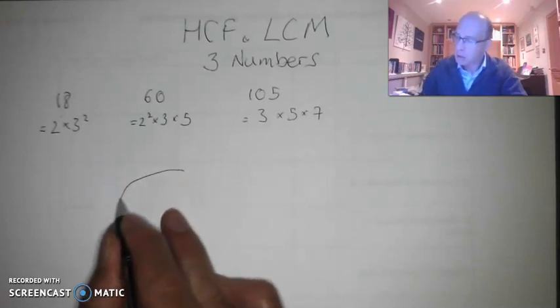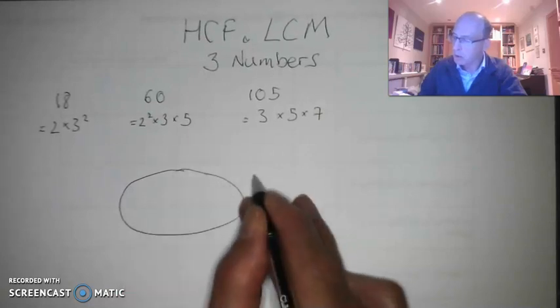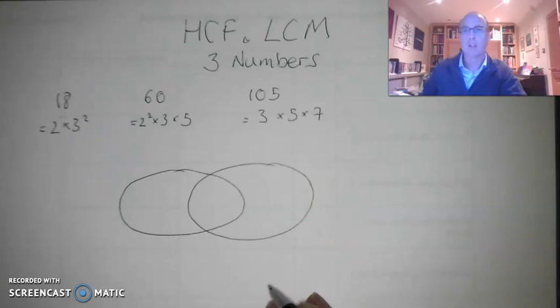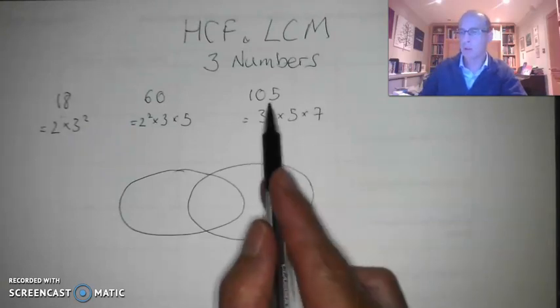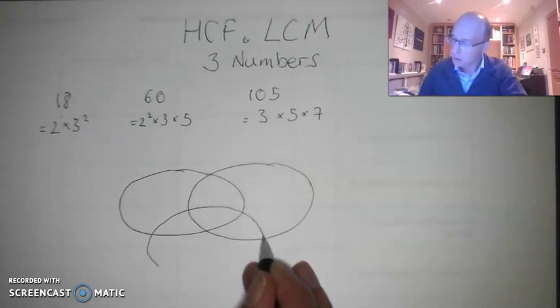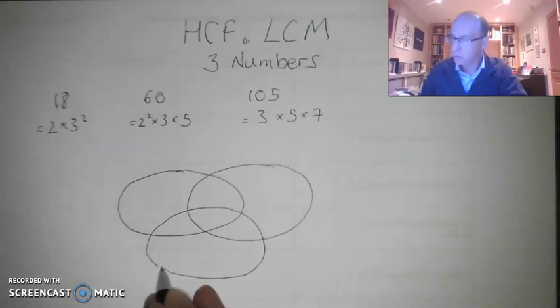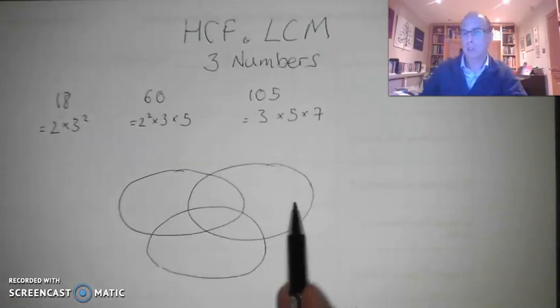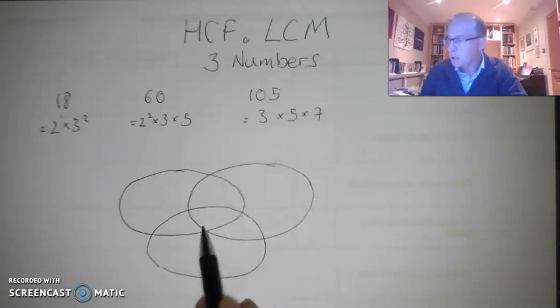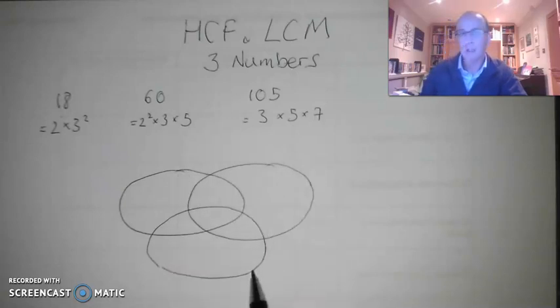I'm going to start by drawing my overlap between two of my circles. I'm going to need a third circle for my third number, so I'm going to draw that so that I've got an overlap with all three circles. This piece here in the middle is going to be contained within all three of my circles.